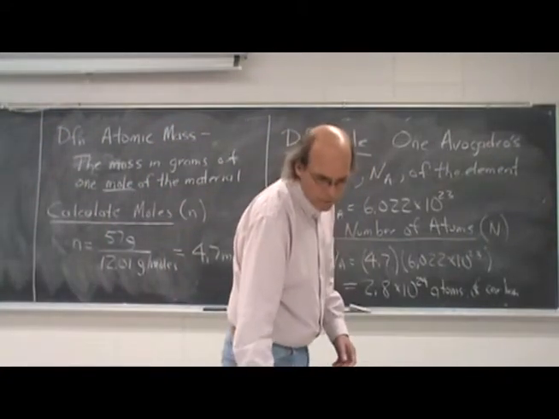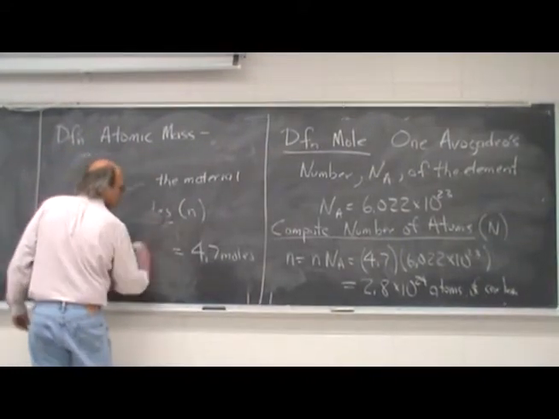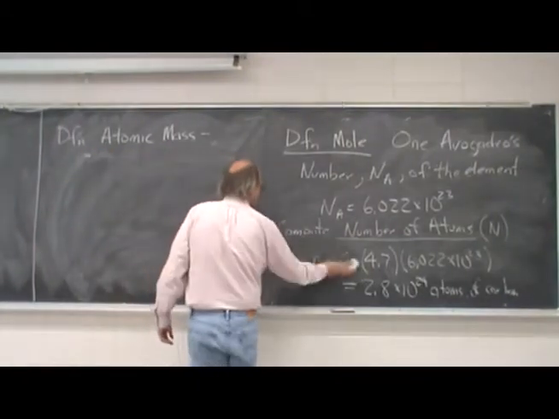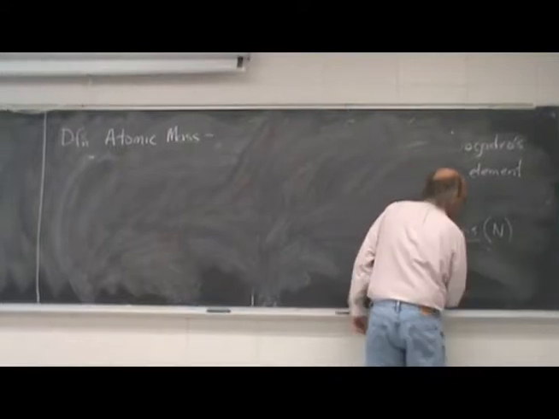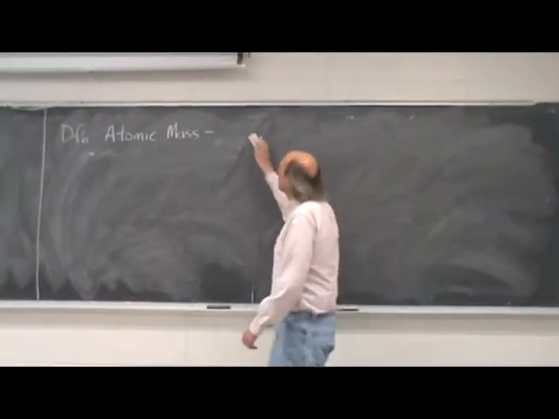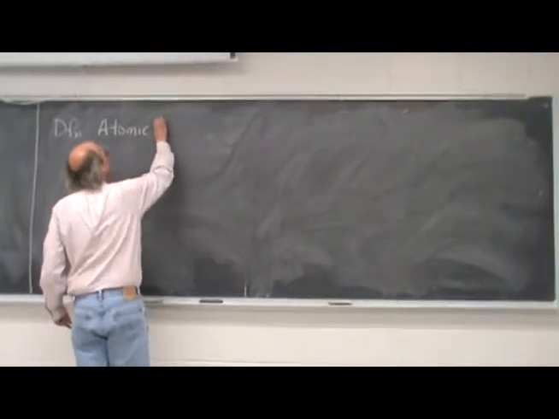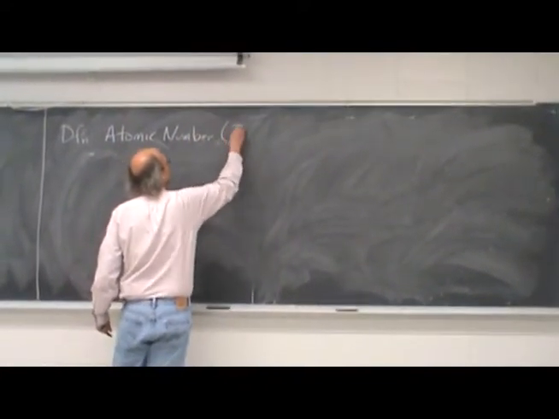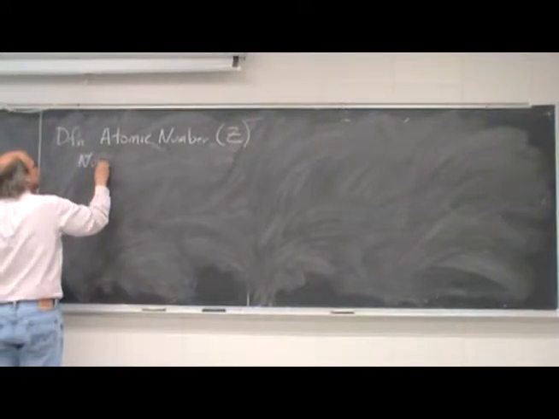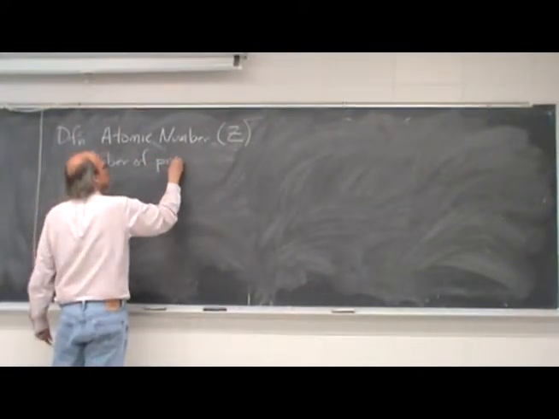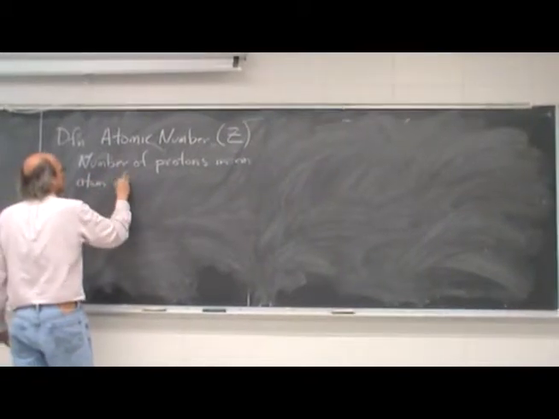Okay, so each atom has some number of protons. So we're getting closer. That's the other thing we get out of the periodic table. The atomic number will give us the number of protons. We'll use capital Z for the atomic number, and this is just the number of protons in an atom of the element.